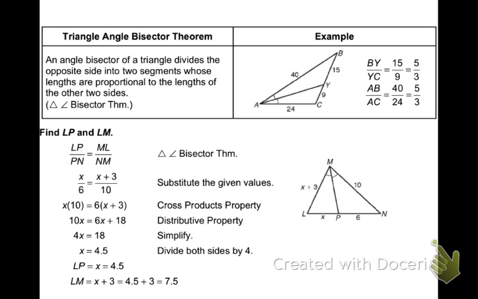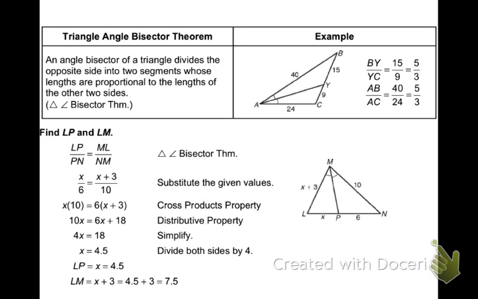Now the second part today is the triangle angle bisector theorem. An angle bisector of a triangle divides the opposite side into two segments whose lengths are proportional to the lengths of the two sides. What that means here is if I have an angle bisector, so an angle bisector cuts the angle in half, that means these sides are proportional to these sides. Basically what it means is it cuts it up so that it is proportional.